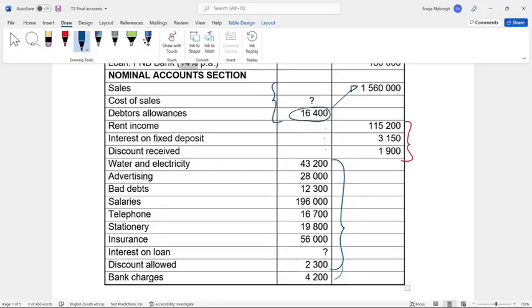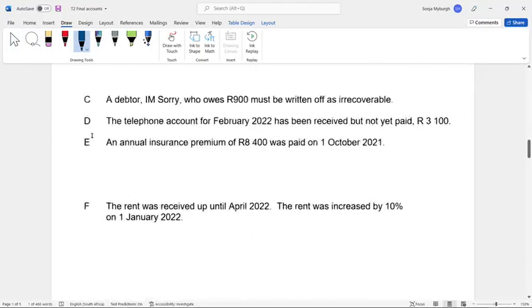We subtract that from sales. Then sales to be transferred to trading account, cost of sales to trading account, and then we calculate the gross profit. So the trading account and the profit and loss account only looks at the nominal account section. Balance sheet account section, that will be shown on your post-closing trial balance.